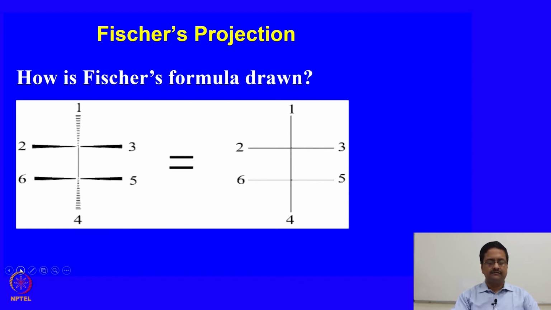So how does it work? In case of a Fisher projection, we first need to identify the different groups that are present in the molecule. We need to identify them with numbering. The highest priority groups, like carboxylic acid, aldehyde or cyanide kind of functional groups, should be placed at the top and given the number 1. And then from that, the chain should be drawn from top to bottom.